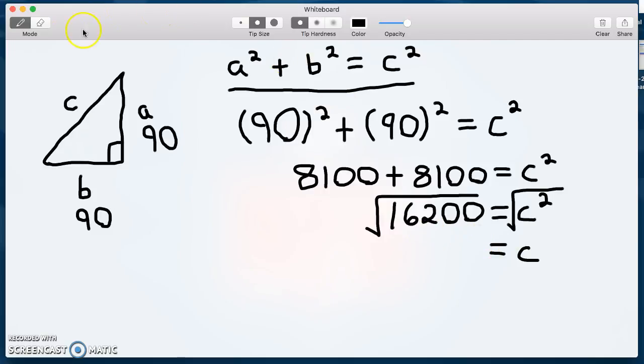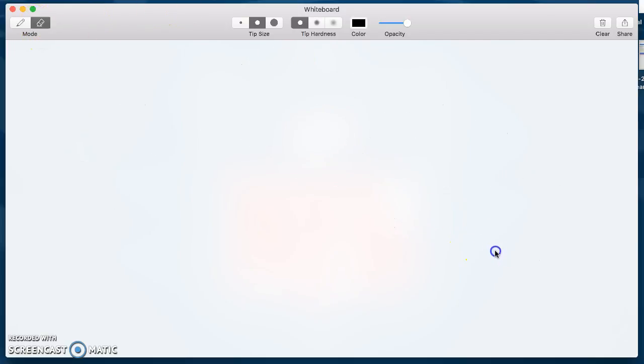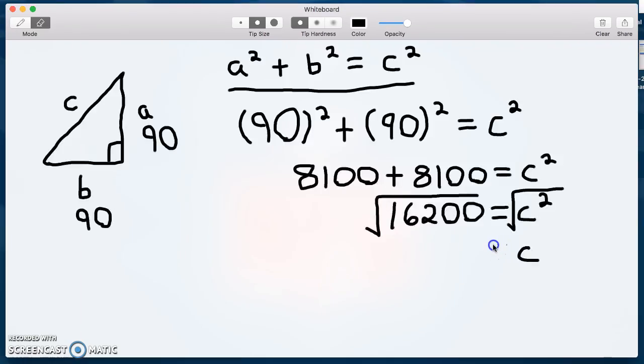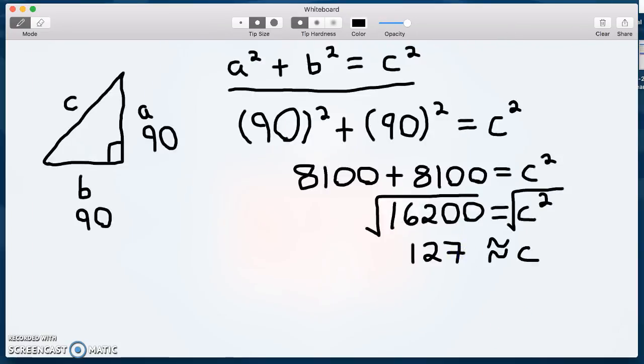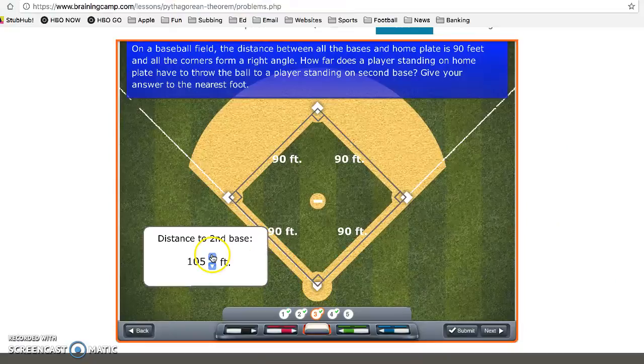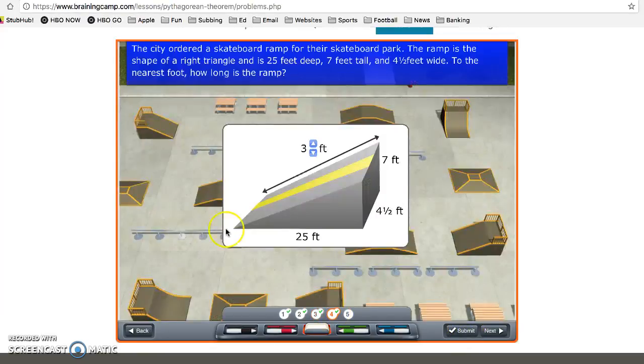And then this is approximately going to be 127. Let's see if that's correct. It is. All right, let's try another problem.